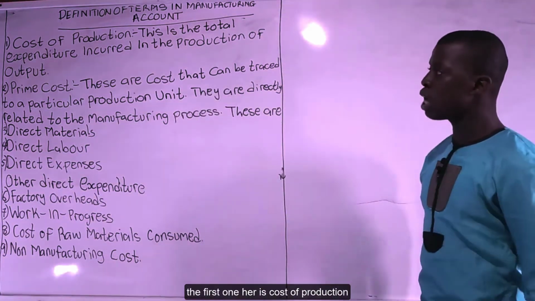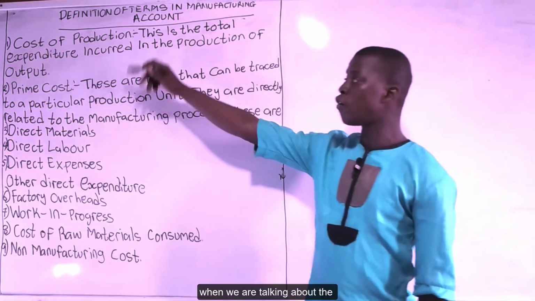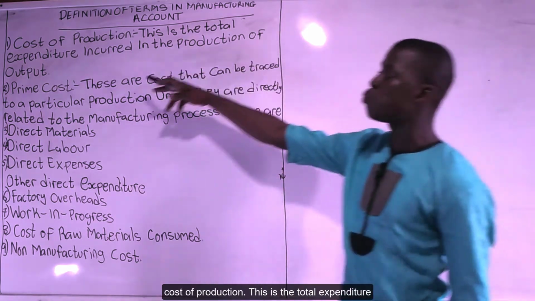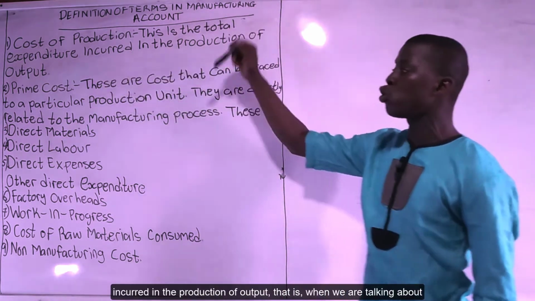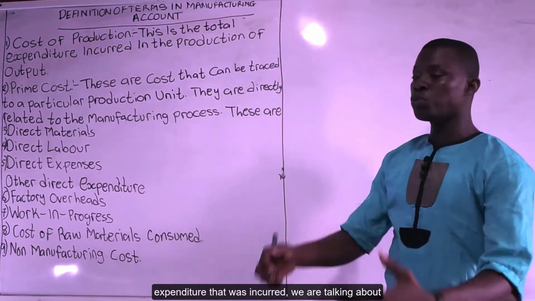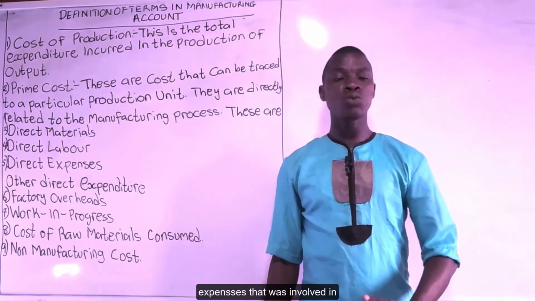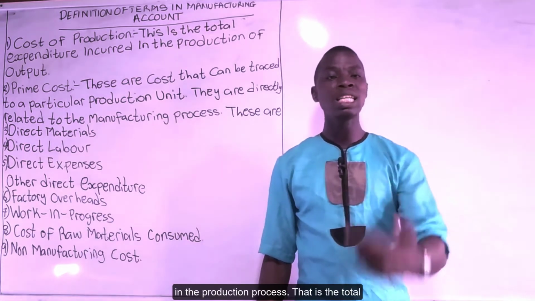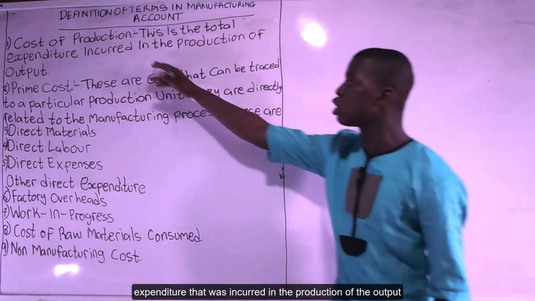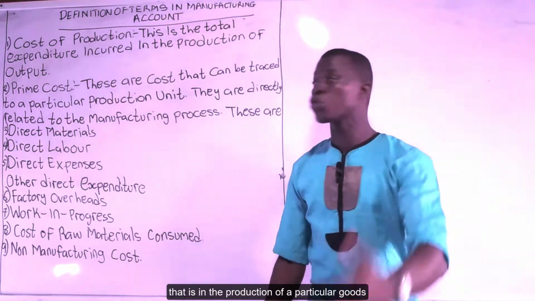Now, the first one here is the cost of production. Class, what did I say? Cost of production. When we are talking about the cost of production, this is the total expenditure incurred in the production of output. That is, we are talking about expenses that were involved in the production process. That is, the total expenditure incurred in the production of a particular good.